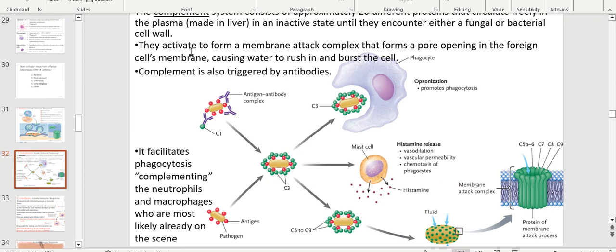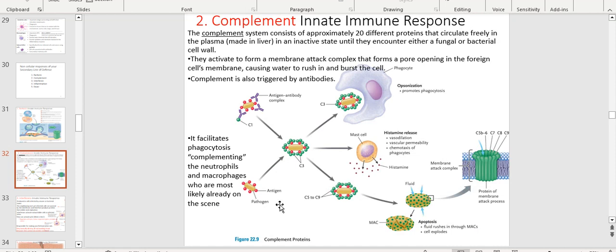They form a membrane attack complex that forms a pore opening in the foreign cell's membrane, causing water to rush in and burst the cell. It's kind of the same thing here. Complement is also triggered by antibodies. It facilitates phagocytosis, complementing the neutrophils and macrophages, who are most likely already on the scene. So it kind of does the same thing. Okay, so here's your perforin, and there's your complement.